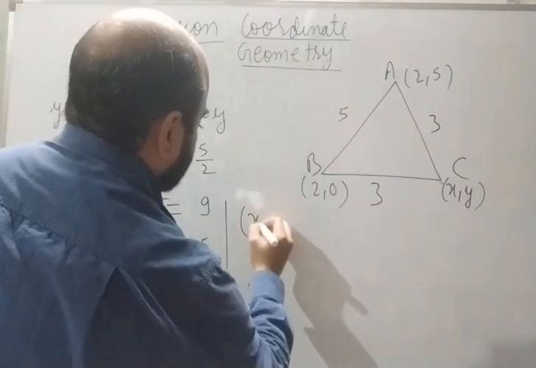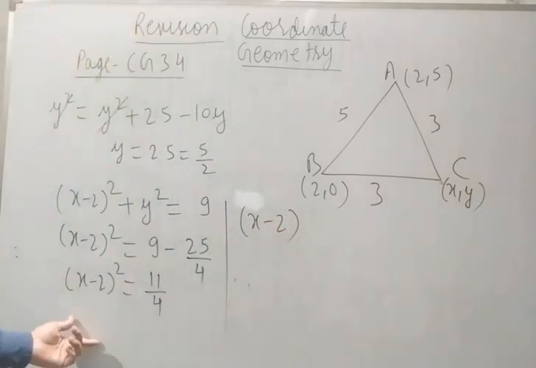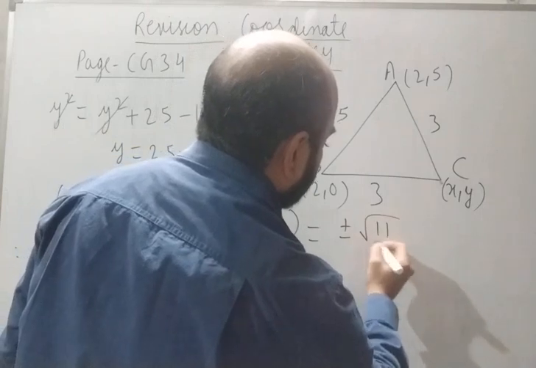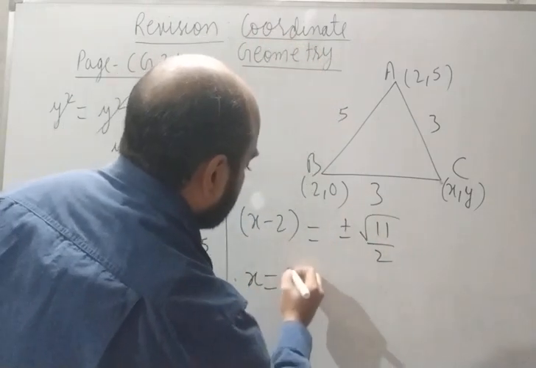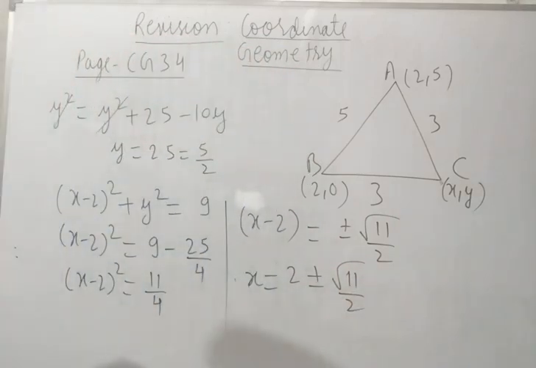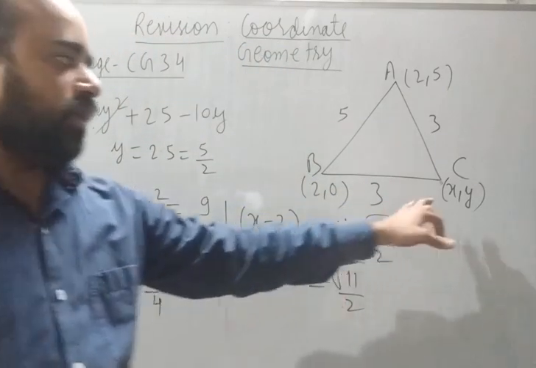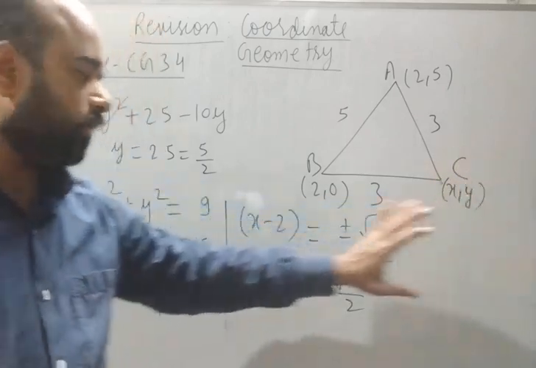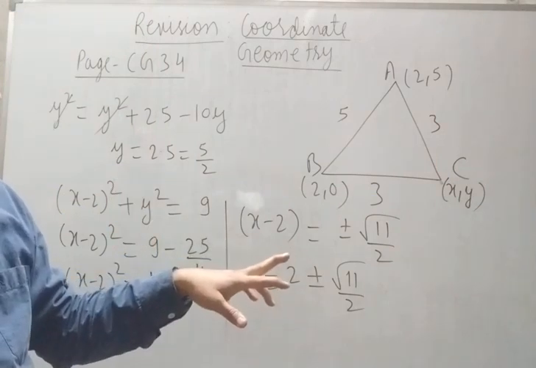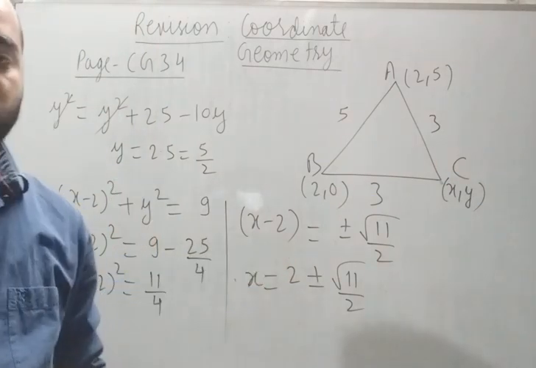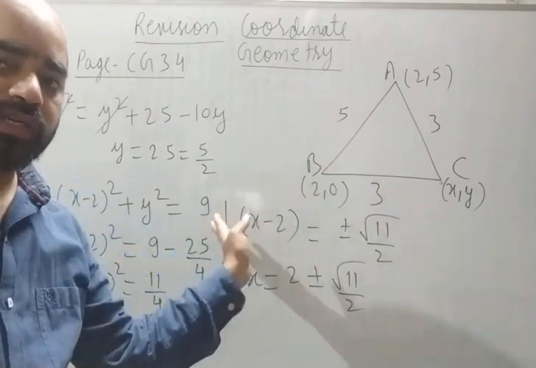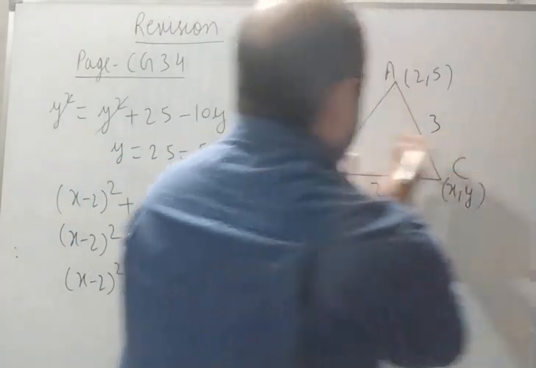So what is x minus 2? If (x minus 2) whole square is equal to 11 by 4, x minus 2 will be plus minus root 11 by 2. So x will be 2 plus minus root 11 by 2. Correct? So it means this point can be in the first quadrant or in the second quadrant, maybe on the right or maybe on the left.